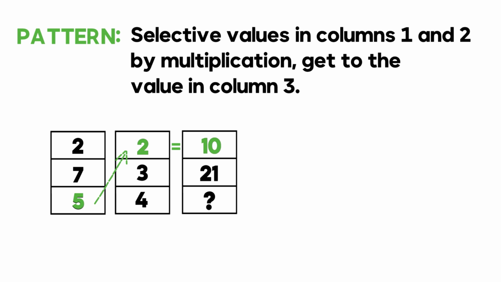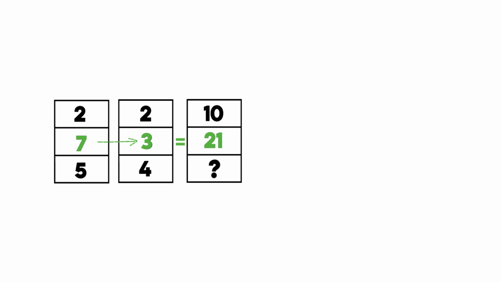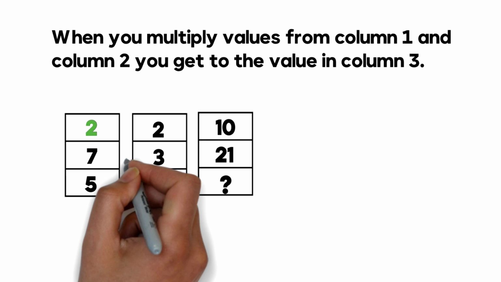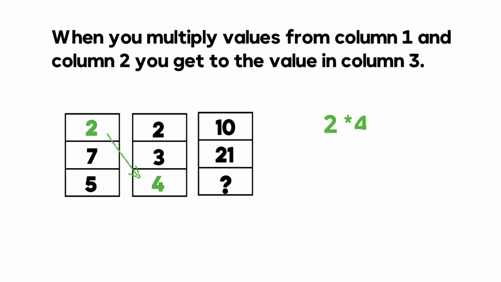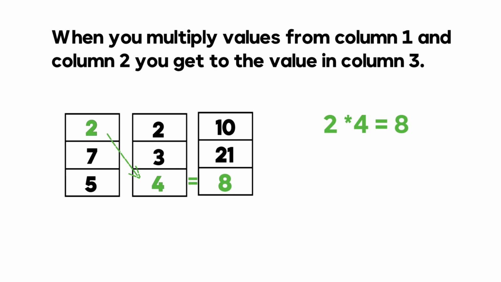Let's take a closer look at the values that are already present. If we multiply 5 by 2, we get to the value of 10. Second set of values represented by the middle row. 7 multiplied by 3 equals 21. So the missing value here can be calculated by multiplying 2 by 4, and the end result would be equal to 8. So the correct answer to this problem is choice A, 8.